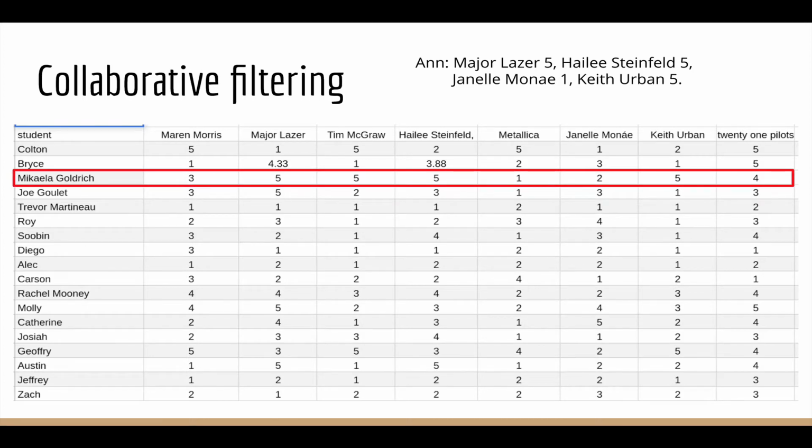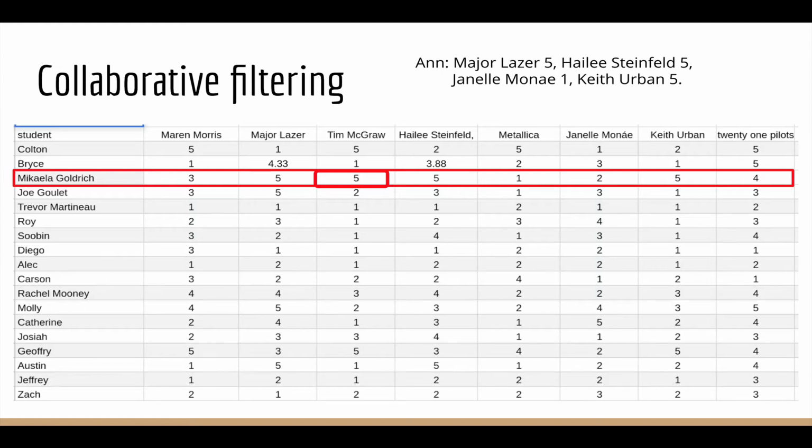And we might find that Michaela Goldrich is pretty close. So she also rated Major Lazer a 5 and also rated Haley Steinfeld a 5 and Keith Urban a 5. And they were only one off on Janelle Monáe. So they're really pretty similar. And then we go and look at, what does Michaela like? Maybe Anne would like that. And Michaela said Tim McGraw was a 5, so we'd recommend Tim McGraw to Anne. This is sort of the basic idea of collaborative filtering. You can see it's a fairly simple idea, but it's a very powerful one and one that works pretty well. There's nothing wrong with this method.